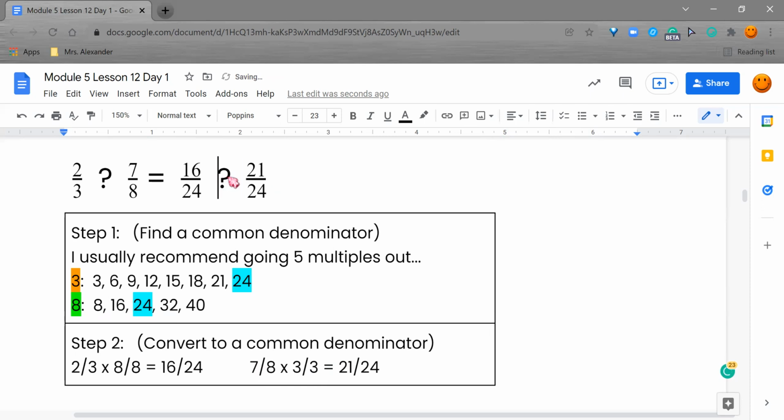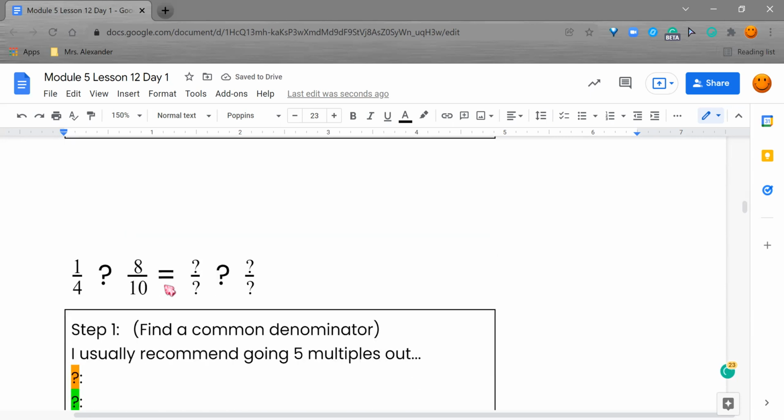And now you can figure out which one's greater. Is 16 over 24 greater or is 21 over 24? Very good. 21 over 24. So I'm going to go ahead and put in my greater sign right there.